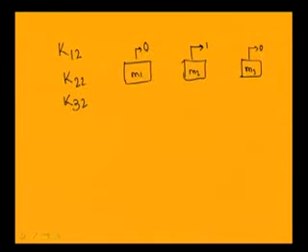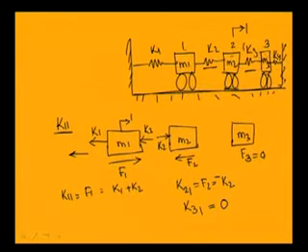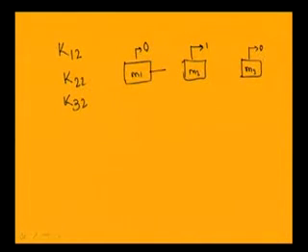As this mass is not moving, or it is stationary, the spring will not exert any force on this side. But as the second mass is moving, the spring K2 will be pulled by an amount unity. So, the spring K2 will pull this mass m1 with a force K2. So, a force K2 will act on this mass m1.